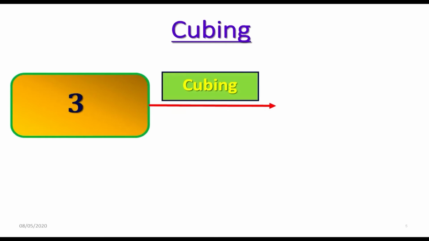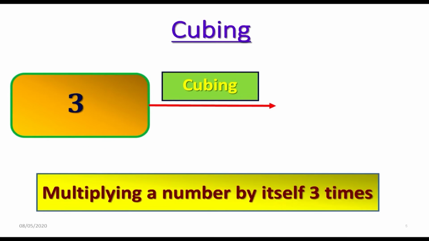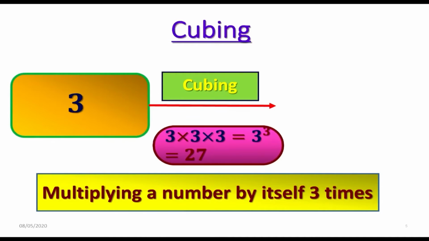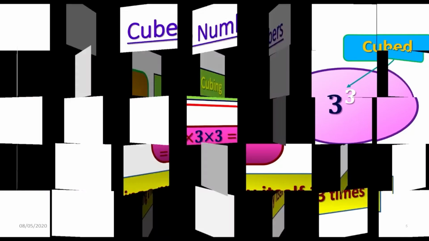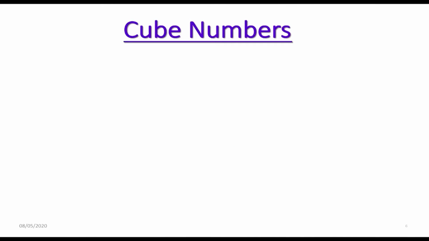Similarly, we can talk about cubing. Say we have a number 3. Cubing means we are going to take this number 3 and multiply it by itself, not twice, but 3 times. 3 times 3 times 3. We are going to use this power, this index notation, 3 cubed, which equals 27. So that's the cube of 3.